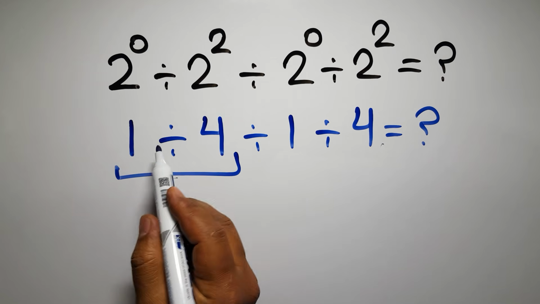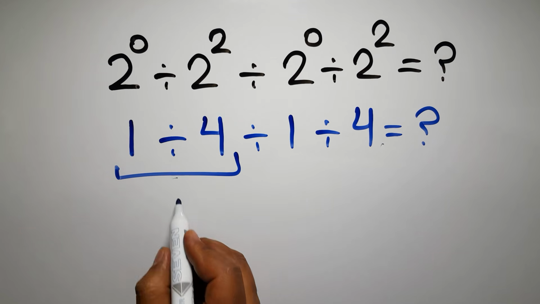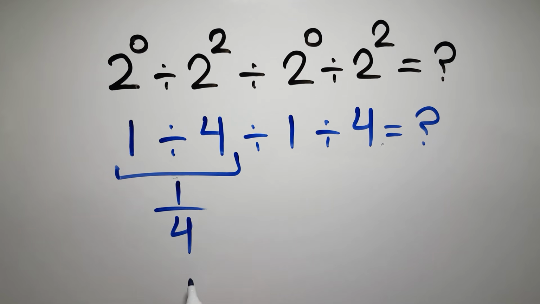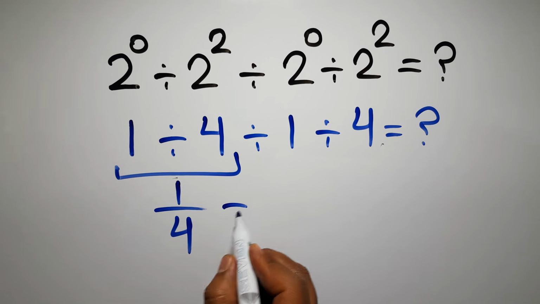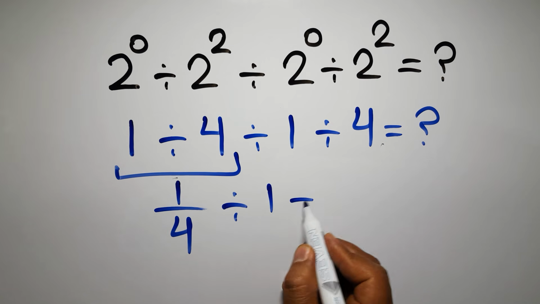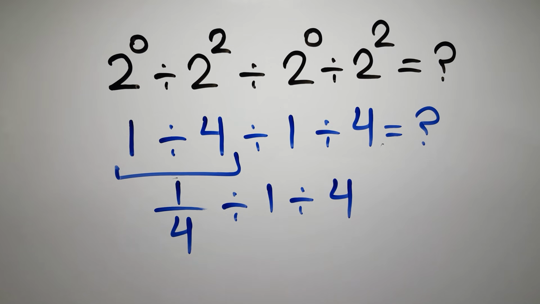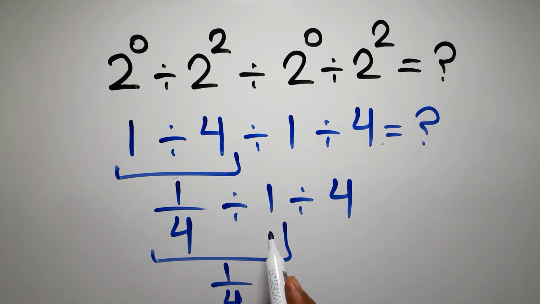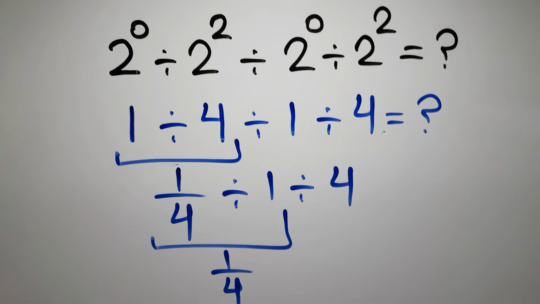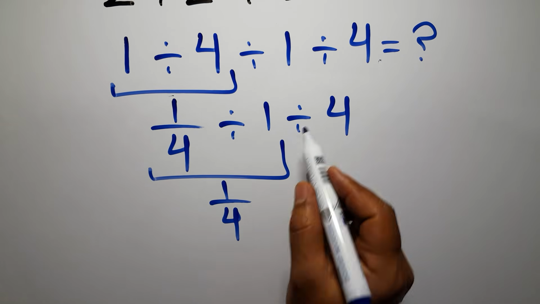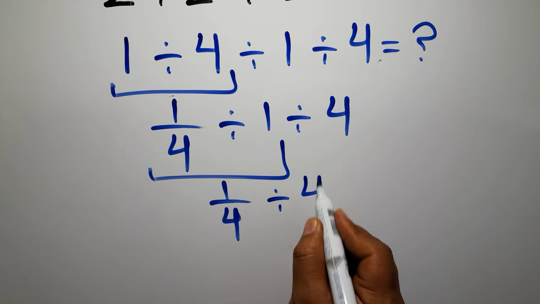So first this division, 1 divided by 4, can be written as 1 over 4. So 1 over 4 divided by 1 and divided by 4. Now we have to do this division. 1 over 4 divided by 1 is just 1 over 4, because any number divided by 1 gives us that number. So we have 1 over 4 divided by 4.